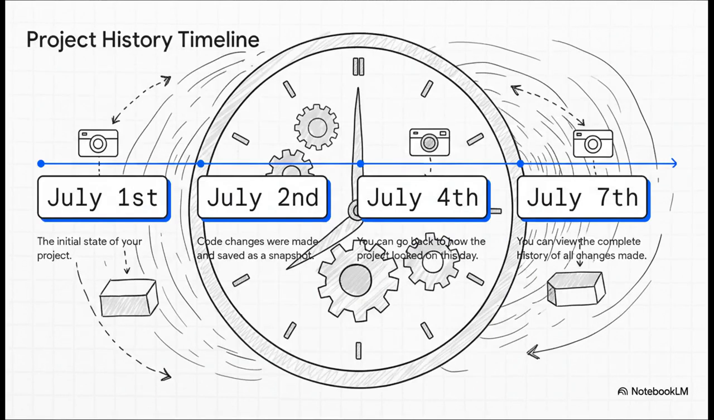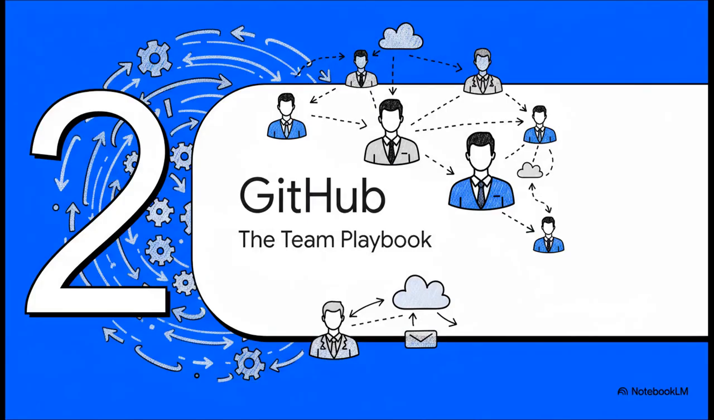And here's where that whole time machine idea really comes to life. With Git, you can take a snapshot of your project at any point in time. Then you can literally rewind to see exactly what the project looked like on July 1st, or you can jump forward to see a change that was made on the 4th. The entire history of your project is right there at your fingertips. It's awesome.